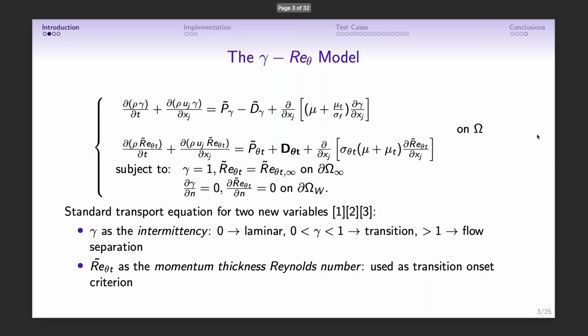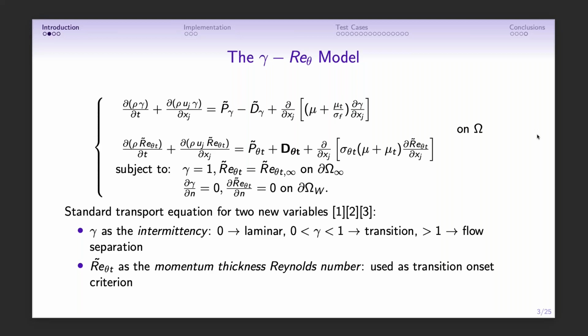So the gamma theta model introduces two new equations, standard transport, advection and diffusion with boundary conditions, for two new variables: the intermittency gamma and theta theta. Intermittency is defined as the ratio of the time over the total time in which the flow is turbulent. So if it's 0, the flow is laminar. Between 0 and 1 is the transition region, and 1 is fully turbulent, and it can also be higher than 1 in case of full separation.